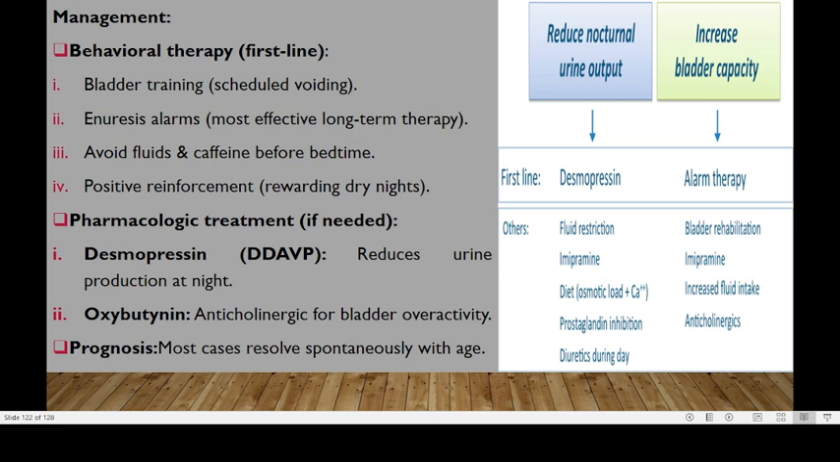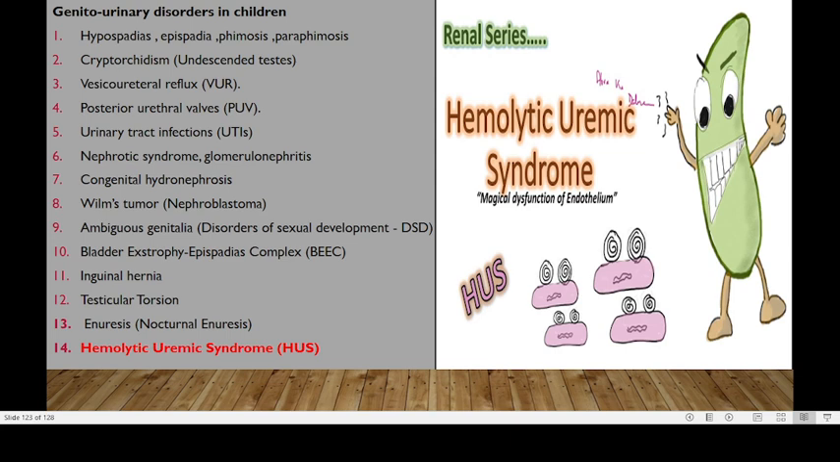Pharmacological treatment, if needed, you could use desmopressin, which is going to reduce urine production at night, or oxybutynin, which is an anticholinergic for bladder overactivity. Prognosis, most cases resolve spontaneously with age. Ladies and gentlemen, that's all about enuresis, nocturnal enuresis, right? You could pause the video and attempt the free quiz.